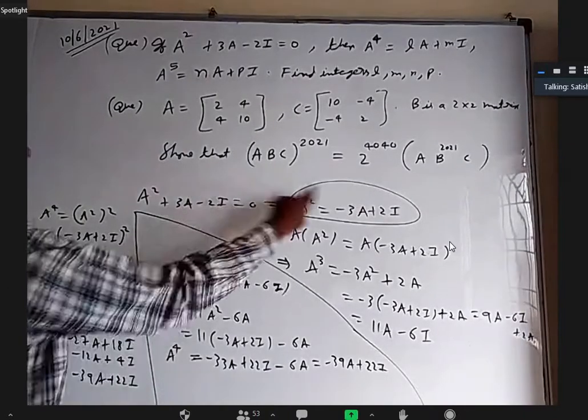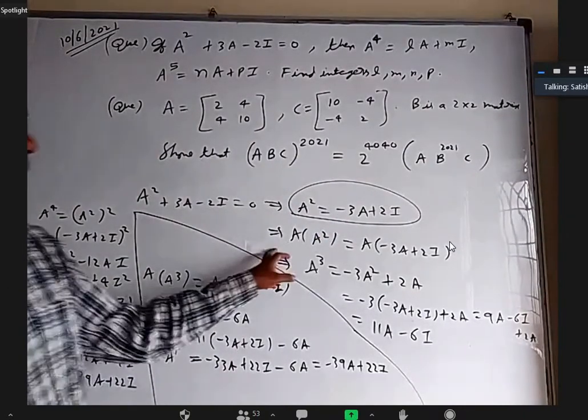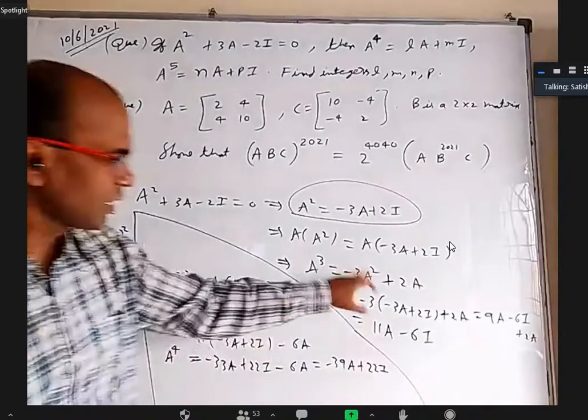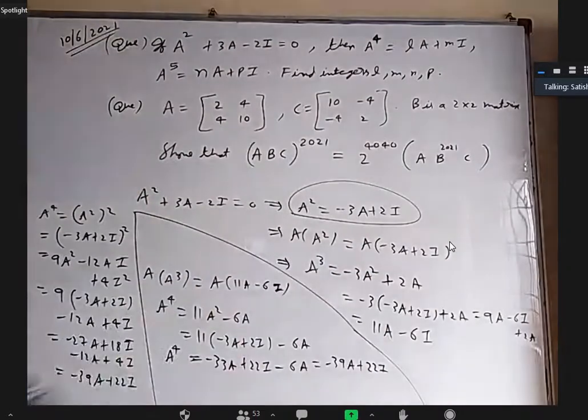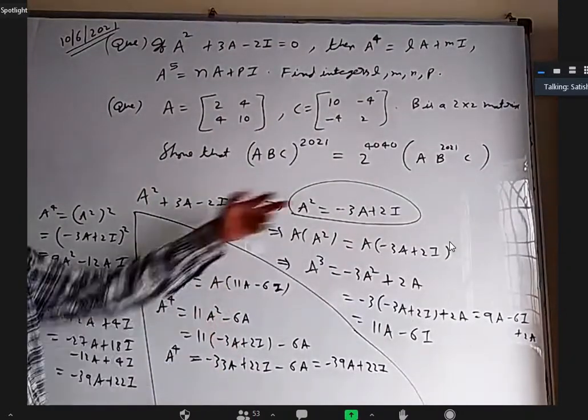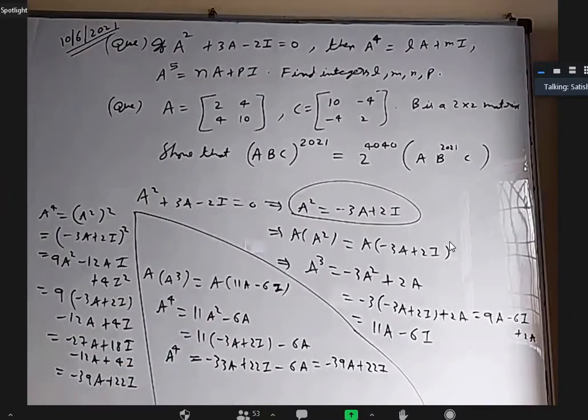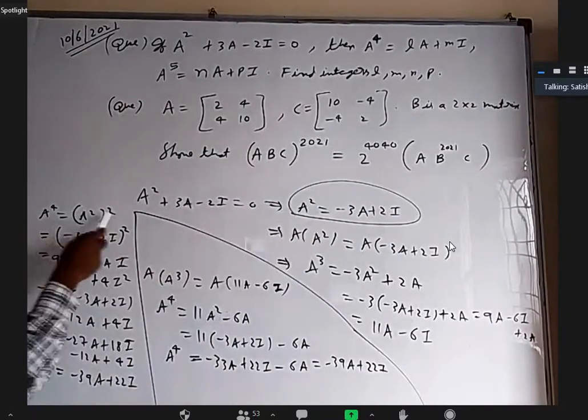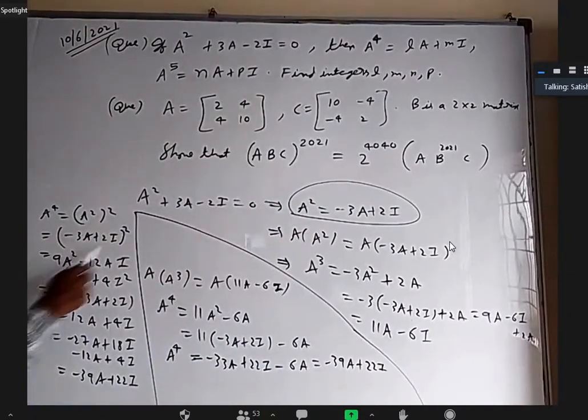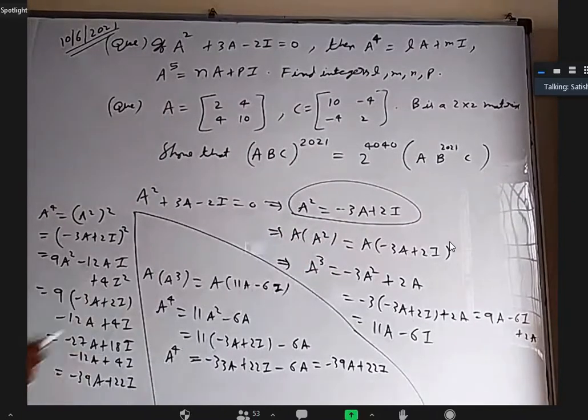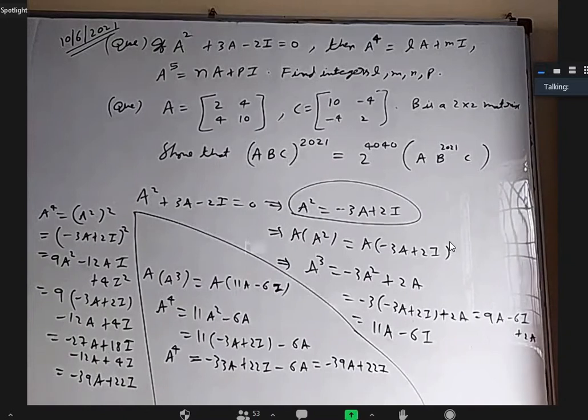So this 2I, send to that side. Either you multiply A on both sides, you get A cube, and wherever A square is there, substitute this, and again multiply A on both sides, wherever A square is there, substitute that. If you don't want to do that, you can square it on both sides, and then you will get A square. In the place of A square, substitute that result back, simplify it.